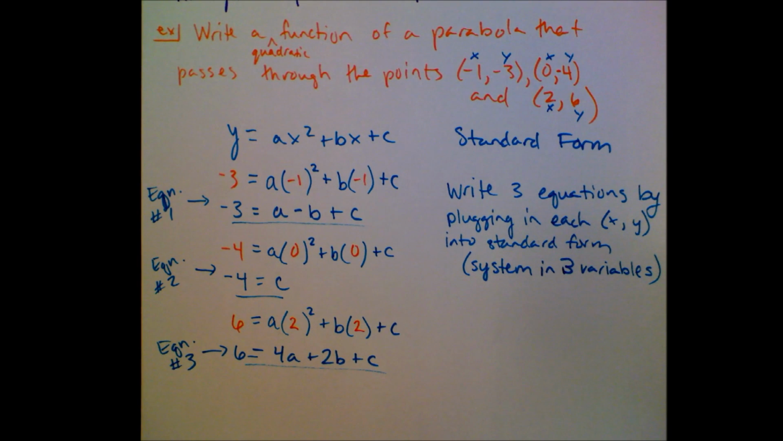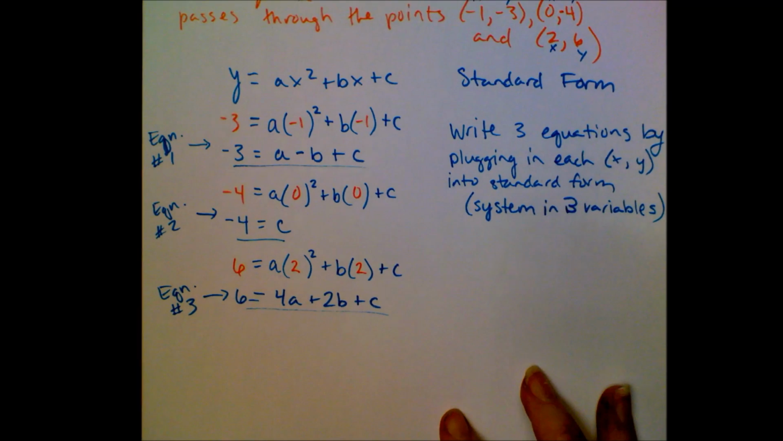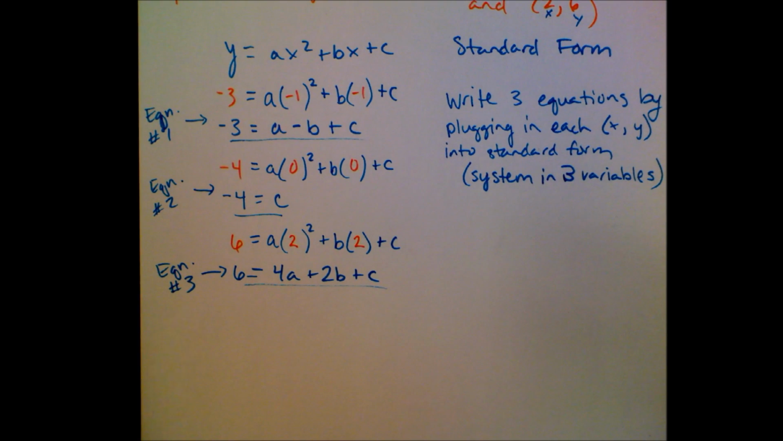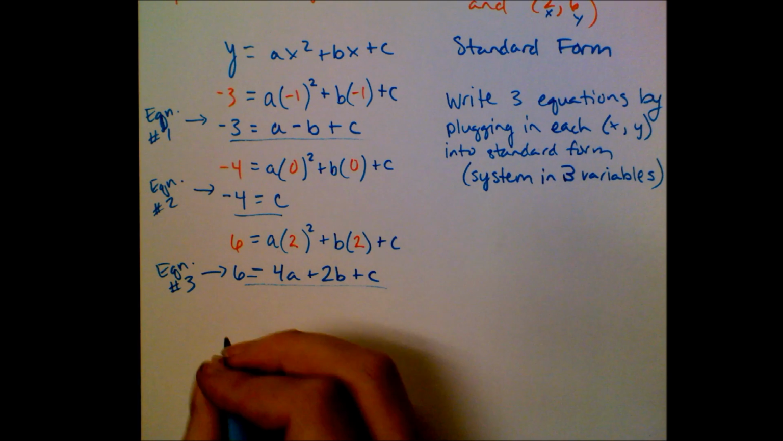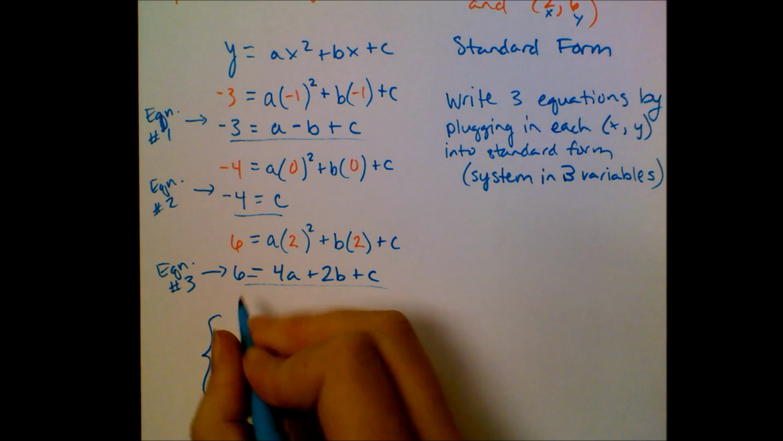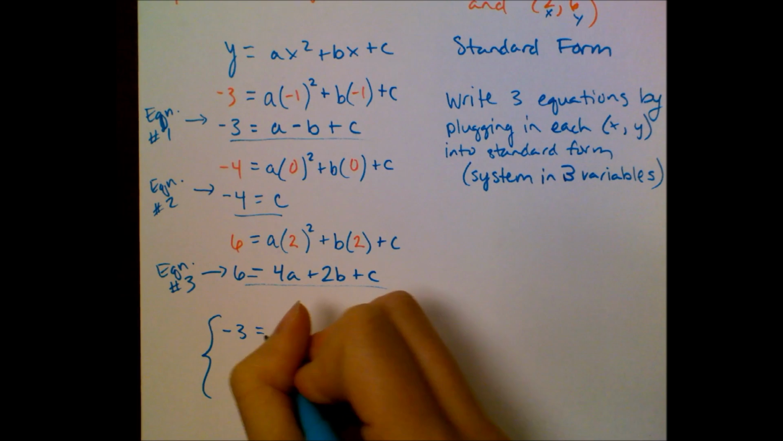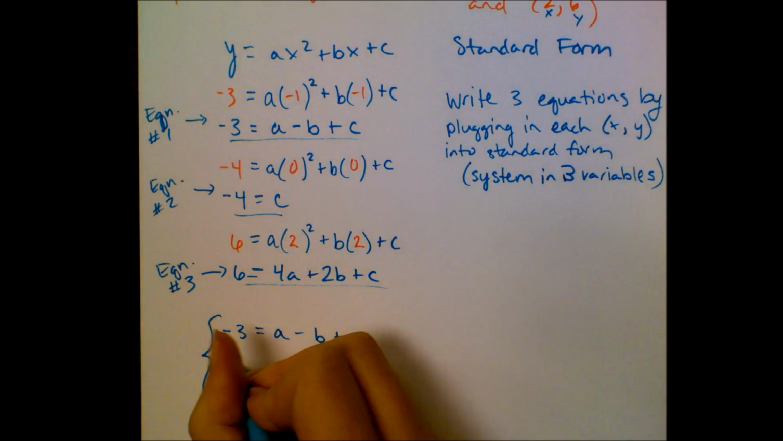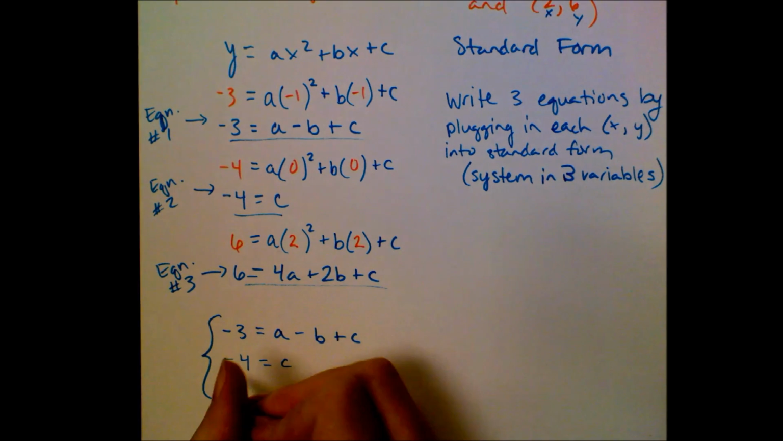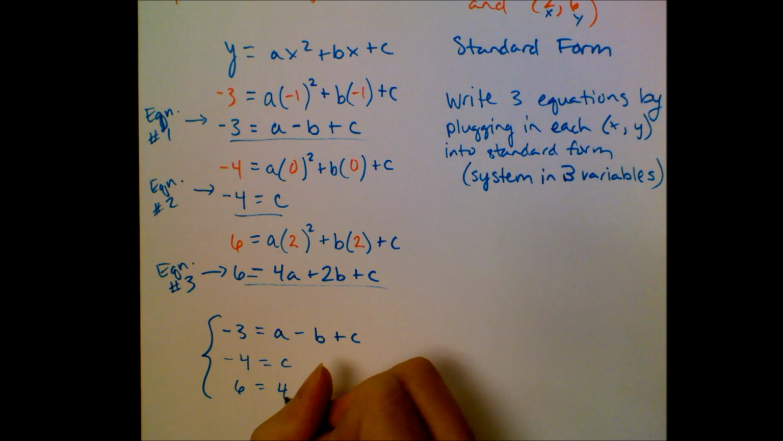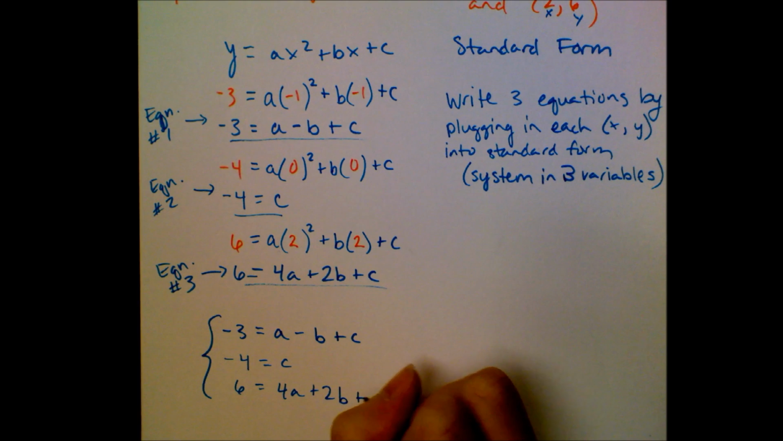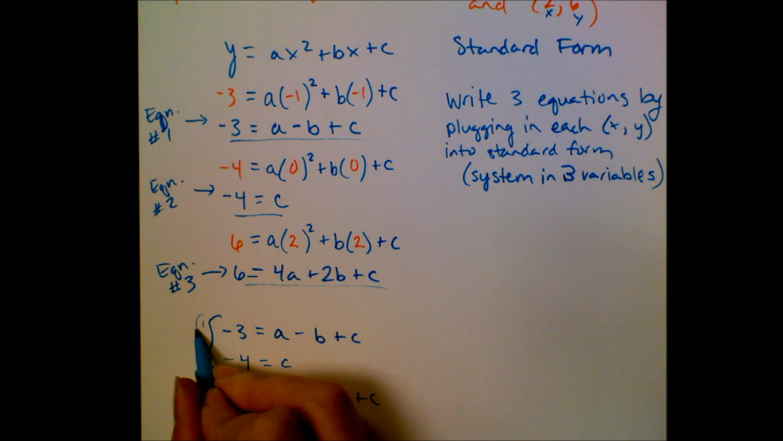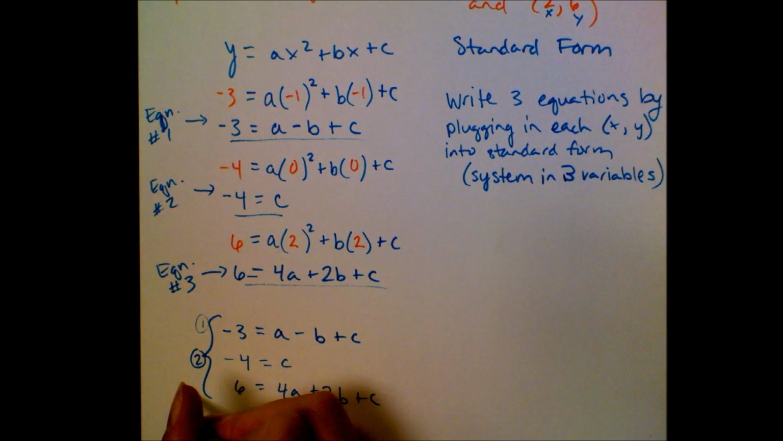Okay, so what do we do when we get 3 equations with 3 variables? We typically have them written all together, so I'm going to do that. It makes me more comfortable. So I'm going to write these 3 equations as a system. Equation 1, negative 3 equals a minus b plus c. Negative 4 equals c. That one's a nice one. And 6 equals 4a plus 2b plus c. I've got my 1. Remember, this is how I like to solve them. 2 and 3.